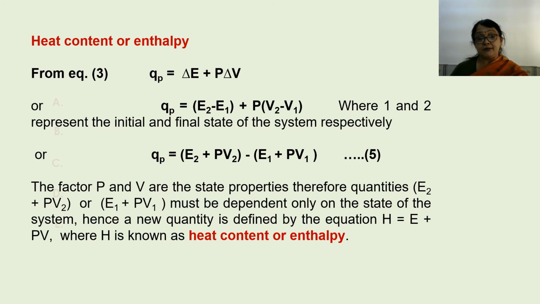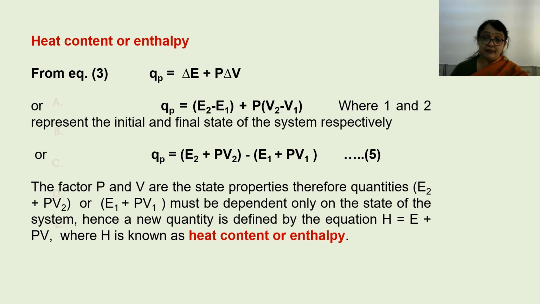Or, by rearranging the equation, we find that Qp is equal to E2 plus PV2 minus E1 plus PV1. As we know that the internal energy and the volume are state properties, therefore the quantities E2 plus PV2 and E1 plus PV1 must be dependent only on the state of the system. Hence, a new quantity is defined by the equation H is equal to E plus PV, where H is known as heat content or enthalpy.